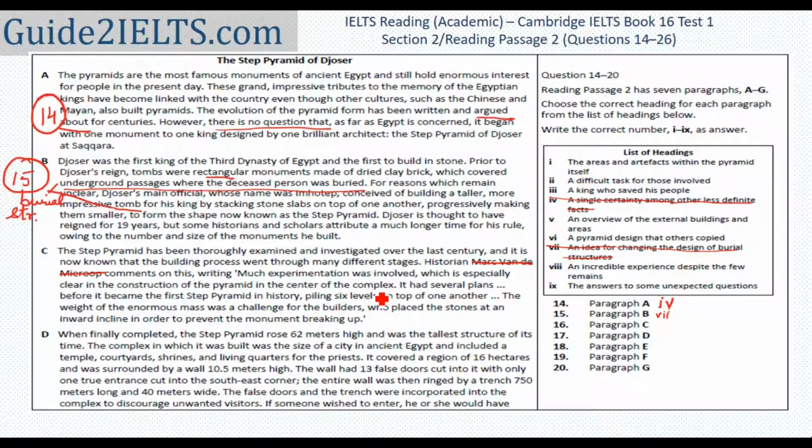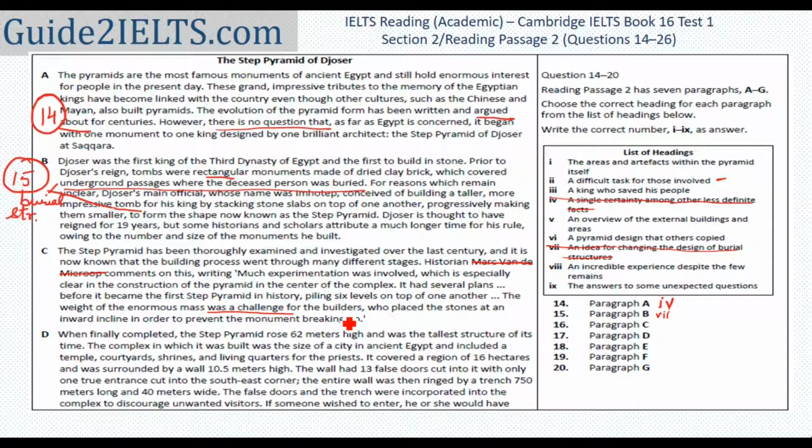It had several plans before it became the first step pyramid in history, piling 6 levels on top of one another. The enormous mass was a challenge for the builders who placed the stones at an incline in order to prevent the monument from breaking up. This point about it being a challenge makes me think that this could be the answer. A difficult task for those involved, a challenge for the builders.